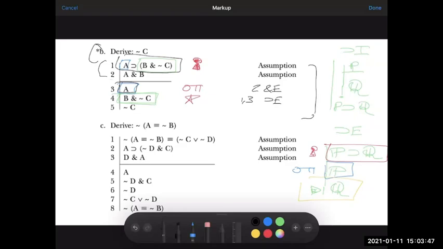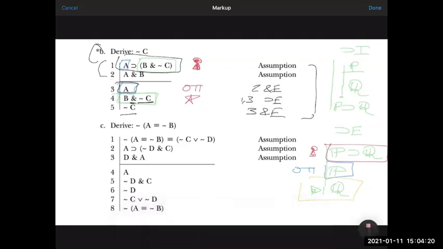Where did you get tilde C from? Well, I see tilde C right here. It's part of a conjunction. It's just another conjunction elimination. Simple as that. So that is how you do number 1, and that's kind of the way I reason through it. Okay, so let's look at this bottom one here, C.